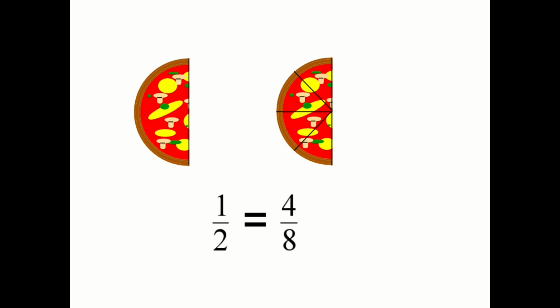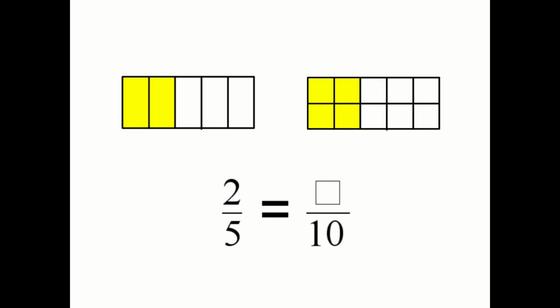So let's have a look at that in more detail. Here I've got 2 diagrams. Here my diagram is split into 5 equal pieces, and we know to put that on the denominator, that 5, and 2 of them are shaded in yellow. Here my diagram is split into 10 equal pieces, and how many are shaded? 4. But you're getting exactly the same amount of that shape being coloured in yellow. So 2/5 is equivalent to 4/10.